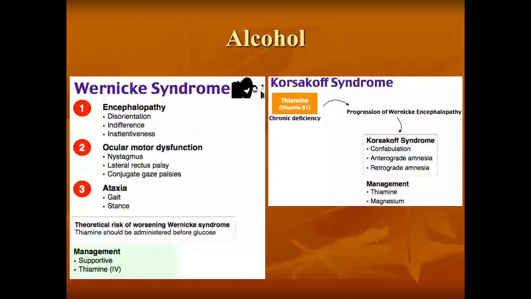So that's your B1. And then if this goes on long enough, if they don't have family members, they don't have friends that check on them, they just stay at home, they don't seek care, this can progress into Korsakoff syndrome, where you get confabulation, amnesia, and they're just completely altered from their baseline. Sometimes we see the patients at this level, and really all you need to do is give them thiamine and magnesium.